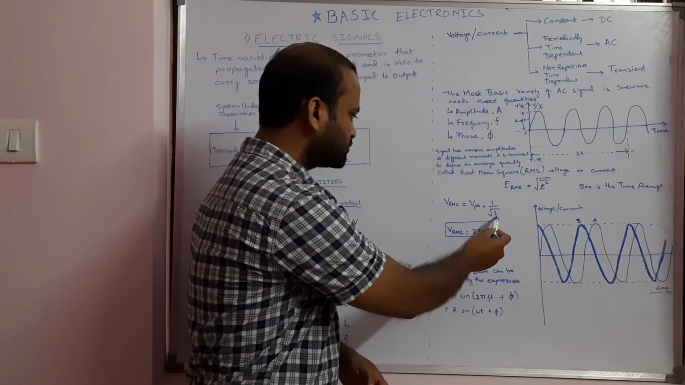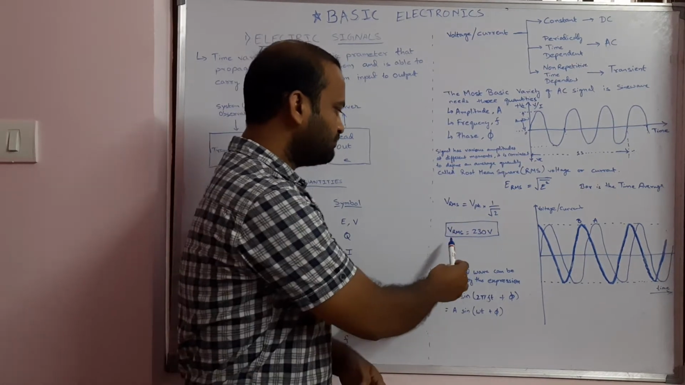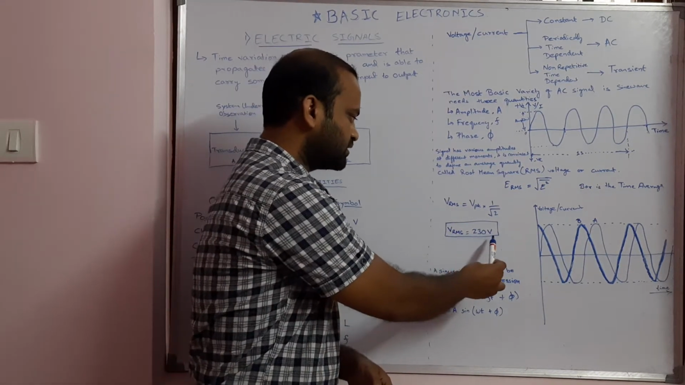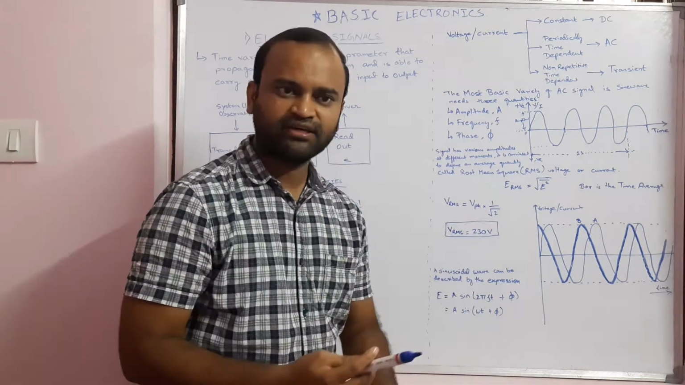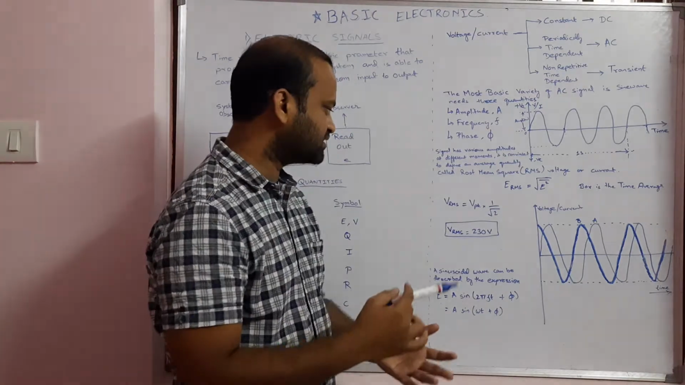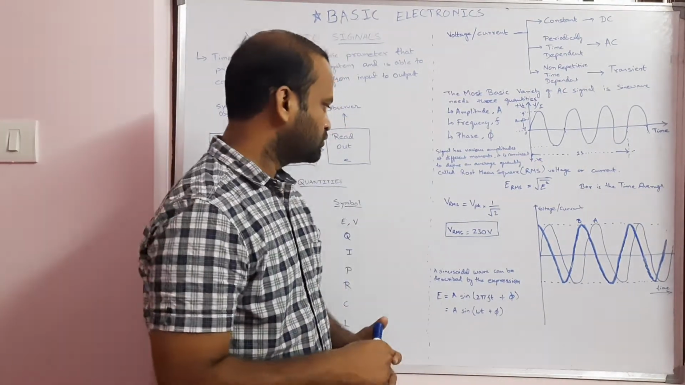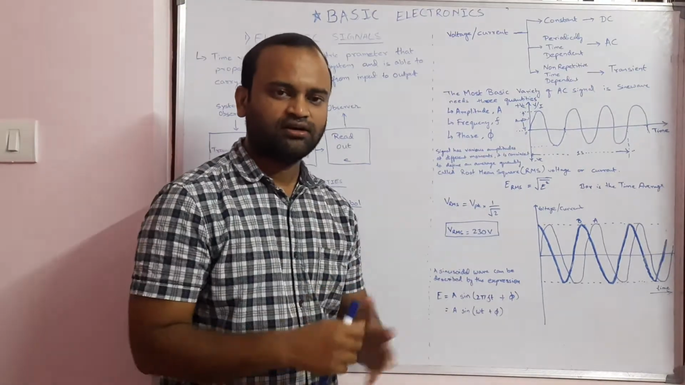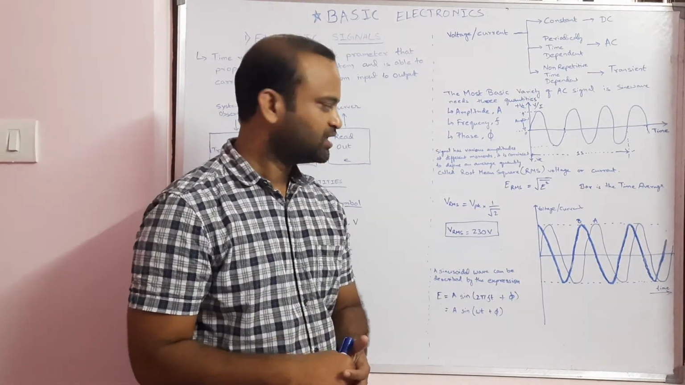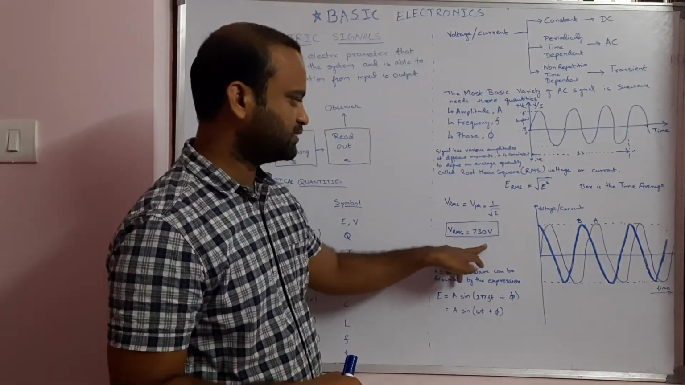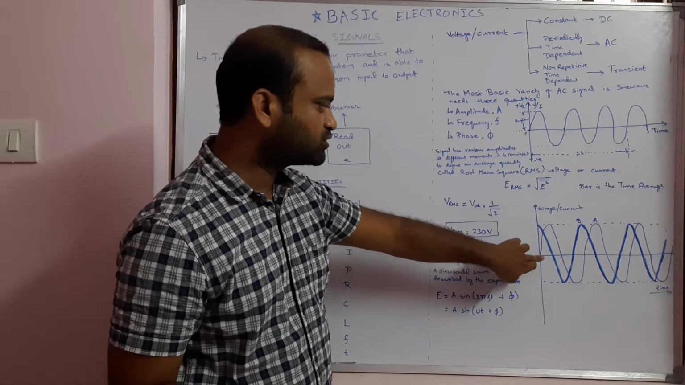If this root 2 is multiplied by VRMS, you get the peak value. So for example, if the VRMS is 230 volts, then 230 volts multiplied by root 2 is somewhere around 325 volts. That is our peak voltage of the AC line signal. Normally in our houses, for domestic purposes or in a single phase AC line, we get a VRMS voltage of 230 volts.